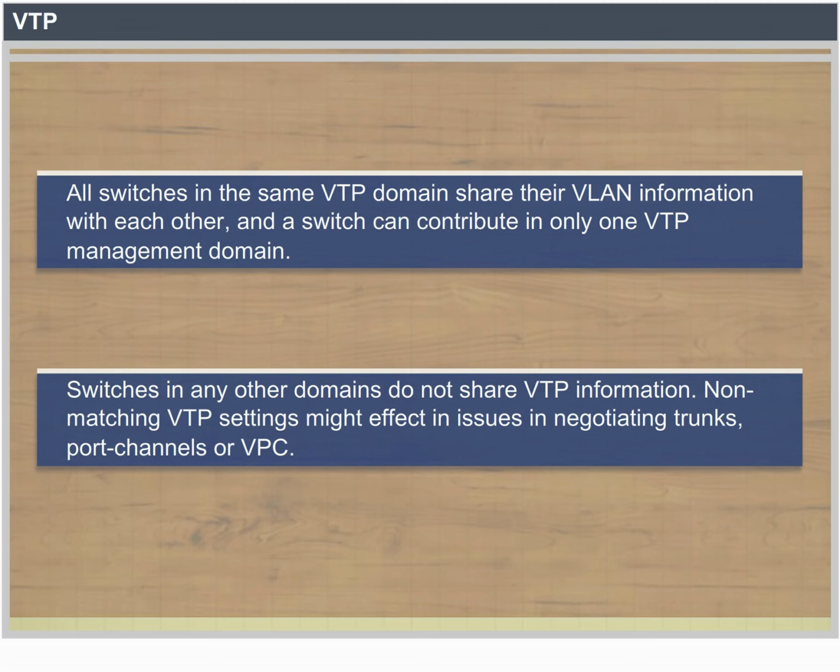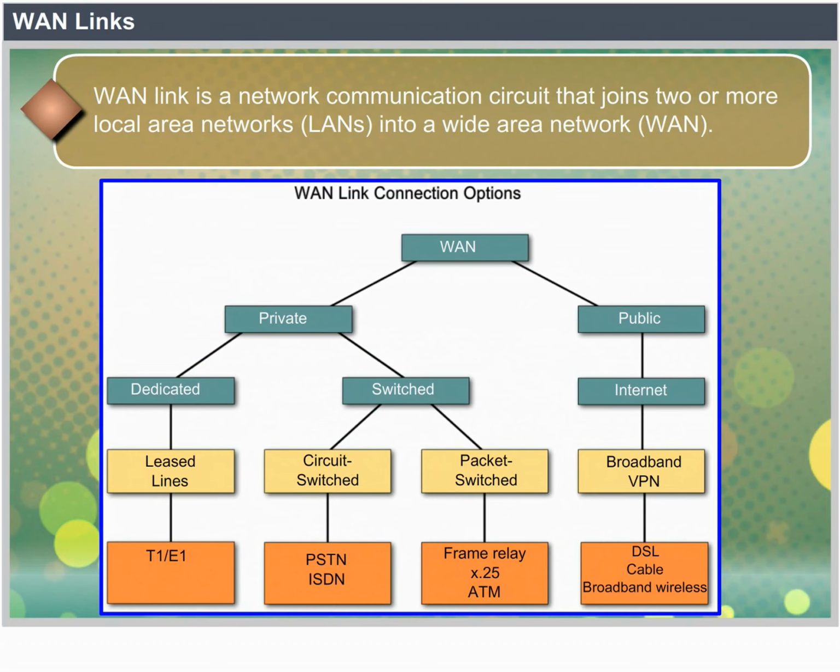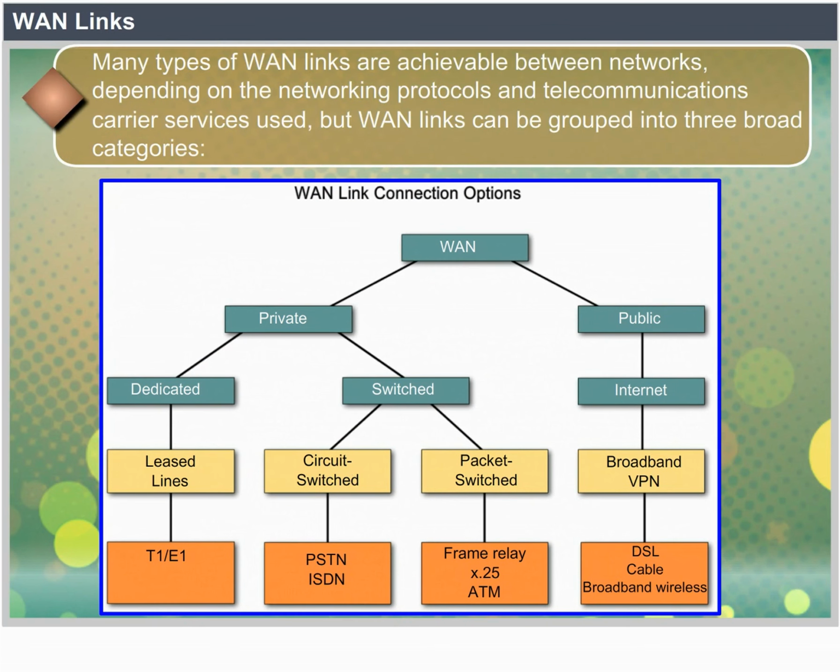WAN links. A WAN link is a communication circuit that joins two or more local area networks, that is LANs, into a wide area network, WAN. Many types of WAN links are possible between networks depending on the networking protocols and telecommunications carrier services used. But WAN links can be grouped into three broad categories.